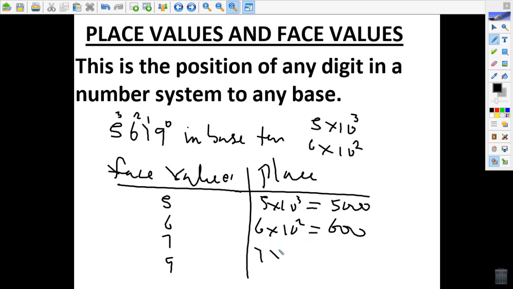7 times 10 raised to power 1. 10 raised to power 1 is 10. 7 times 10 gives you 70. So the place value of 7 is 70. Then 9 times 10 raised to power 0. Any number raised to power 0, remember, is 1. So 1 times 9 gives you 9. So the place value of 9 is 9. So this is how to state place value and face value.